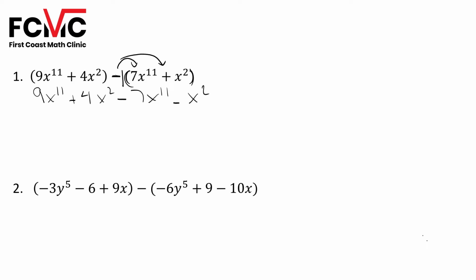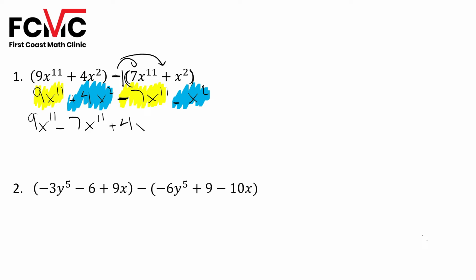Now we can rewrite this grouping our like terms together. So our like terms have the same variable raised to the same power, so that's 9x to the 11th, and then the minus 7x to the 11th, and then the plus 4x squared, and the minus x squared. So let's group these two together. I'm going to rewrite this with 9x to the 11th minus 7x to the 11th. I have to keep that sign with my term, so keep the minus sign with the 7x to the 11th, and then plus 4x to the second minus x to the second.